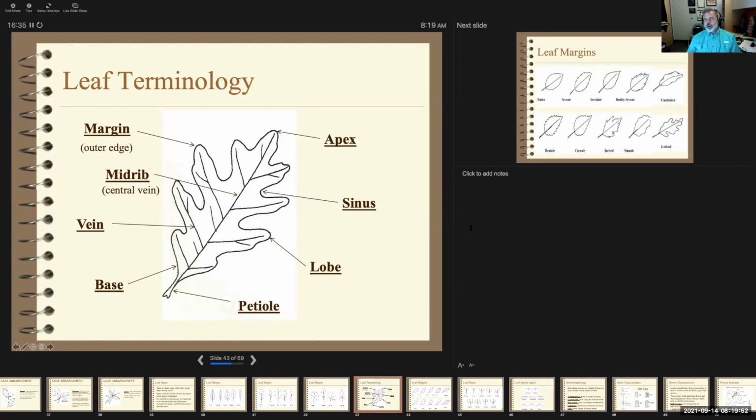And so knowing those pieces of terminology, this would be a good time to pause this video and maybe even sketch this yourself so you can see a little bit more and understand a little bit more about the terminology of the leaf that helps us identify plants.